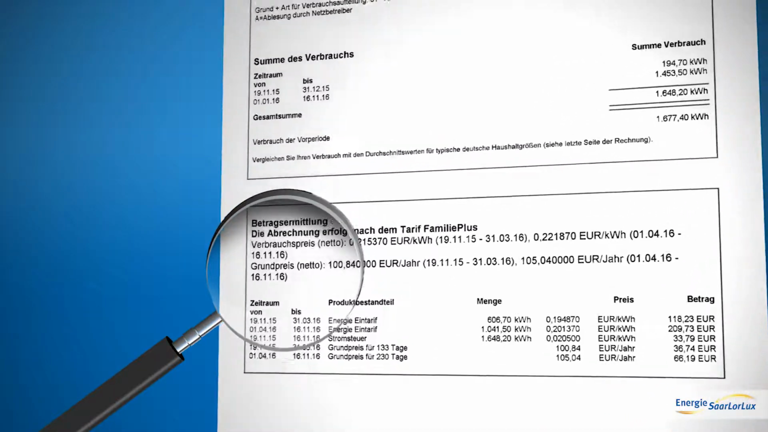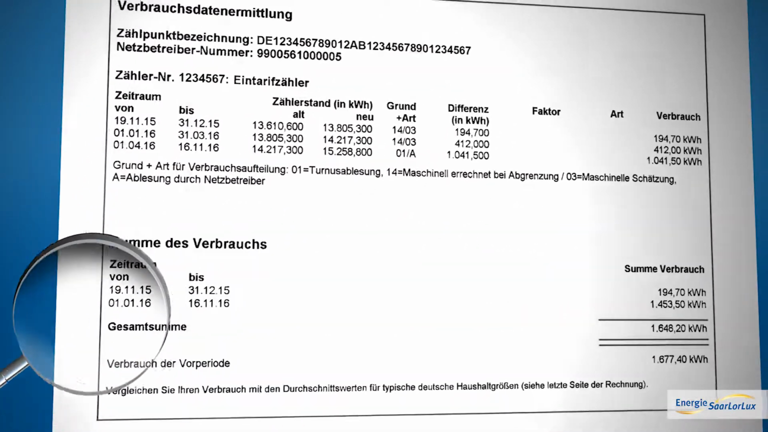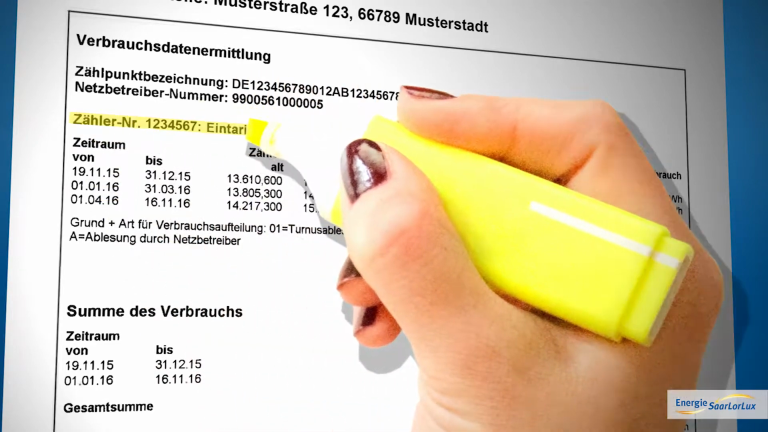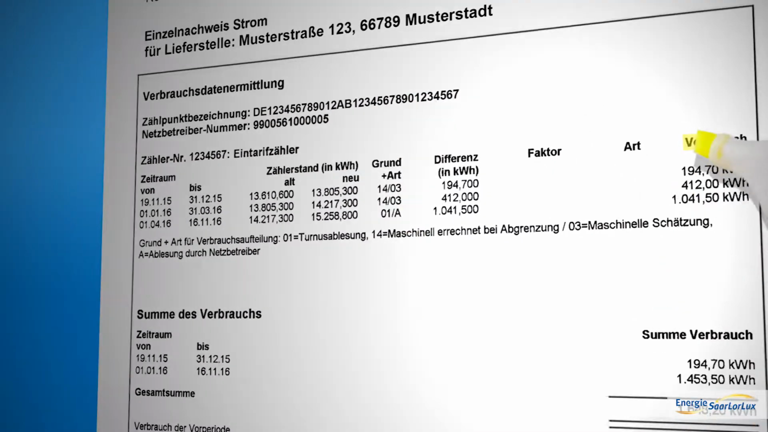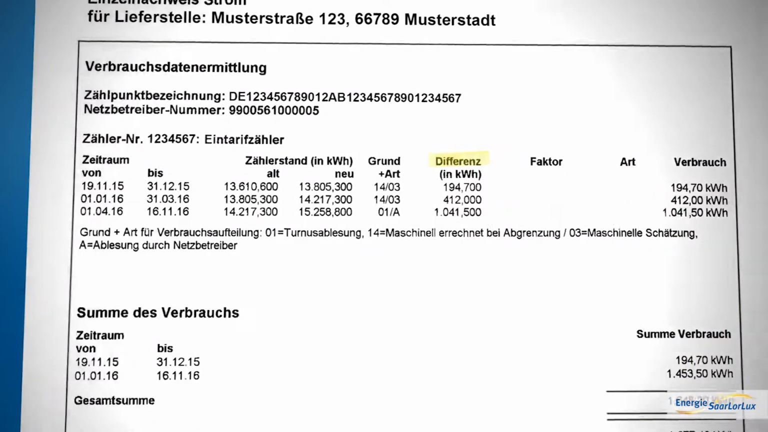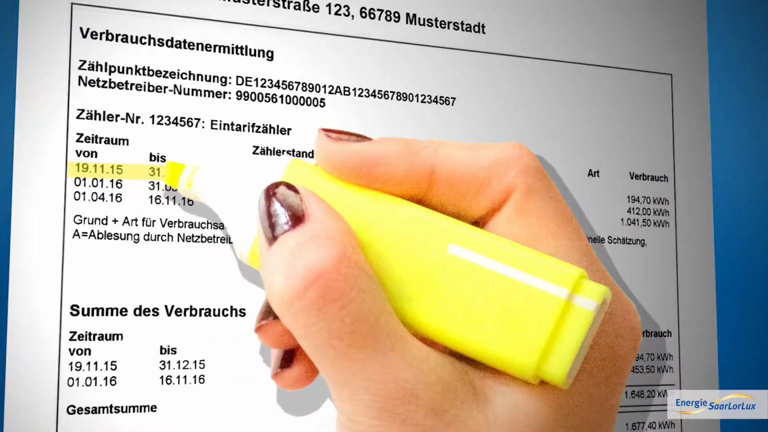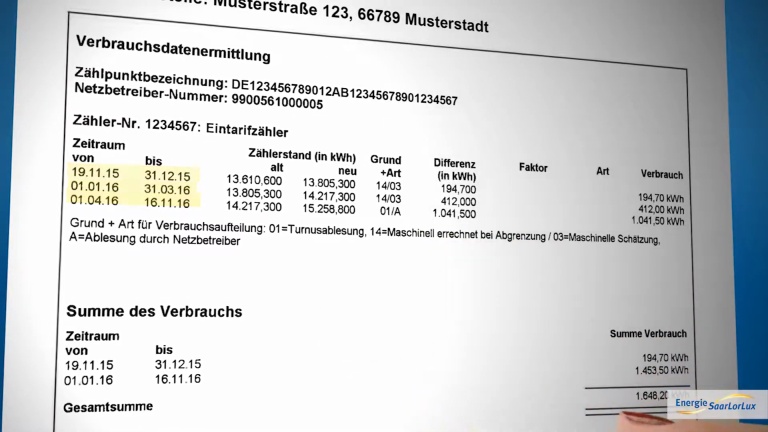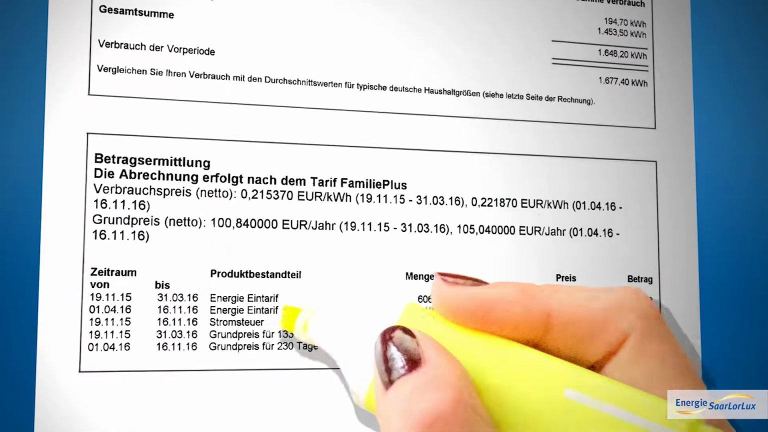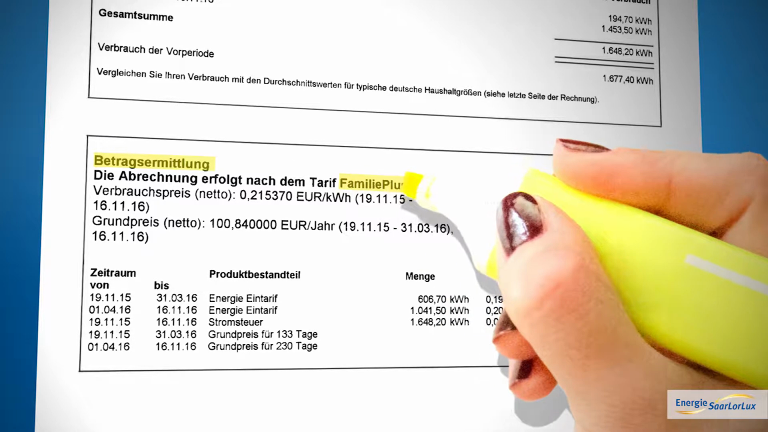In the itemization for the electricity consumption on page 3, for example, you can see your meter number, the periods covered, the meter readings, and your consumption in kilowatt hours, abbreviated to kWh. The consumption is calculated using the difference between the meter readings. A new line is started after every official meter reading from you, or any change in pricing. The final calculated amount adheres to invoicing based on your chosen tariff.